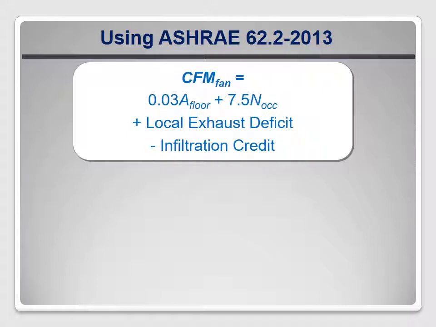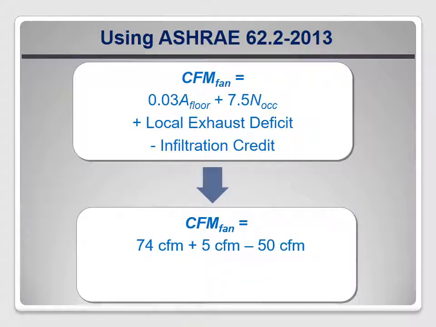We did the ASHRAE 62.2 2013 calculations in the last lesson. You can go back and review them if you want to. The base formula gave us a requirement of 74 CFM. The local ventilation deficit from the kitchen and bathroom was 5 CFM, and the infiltration credit, based on the blower door reading, was 50 CFM. When we combine them all, we come up with 74 plus 5 minus 50, which equals 29 CFM. A fan is required and it must provide 29 CFM of continuous ventilation.